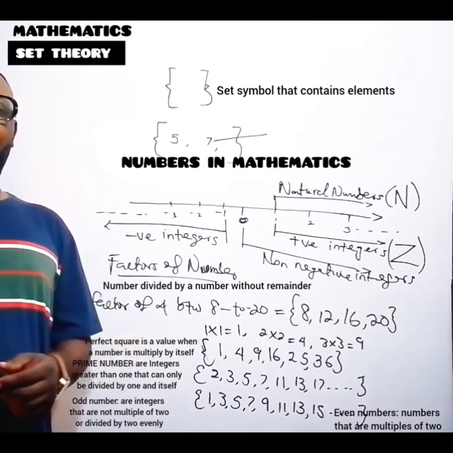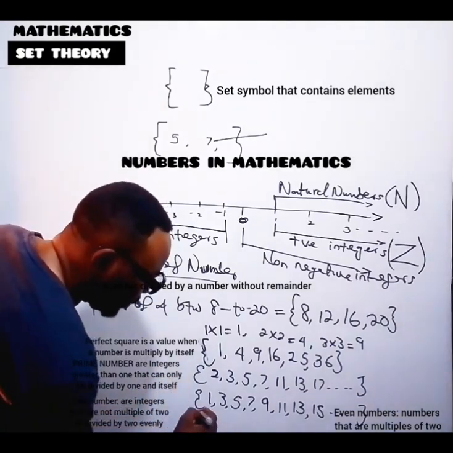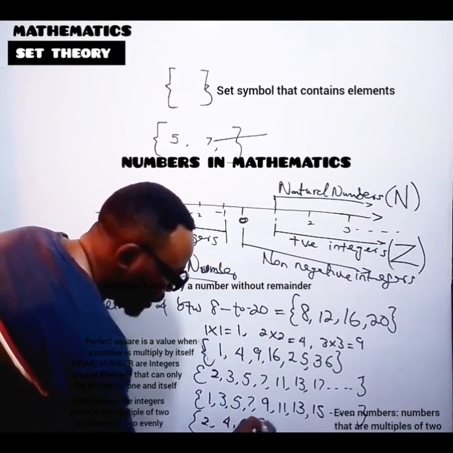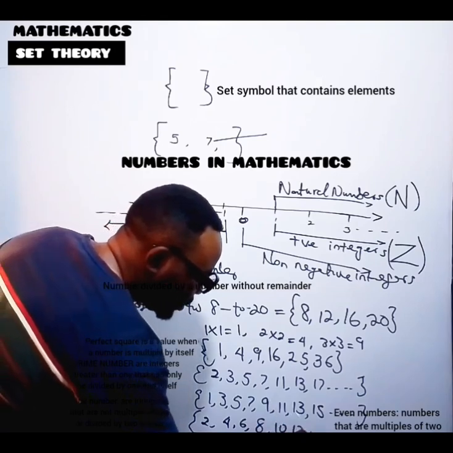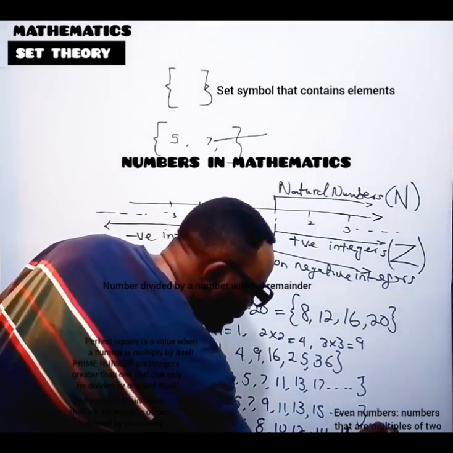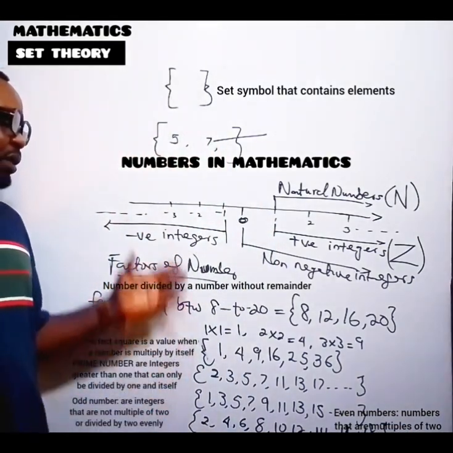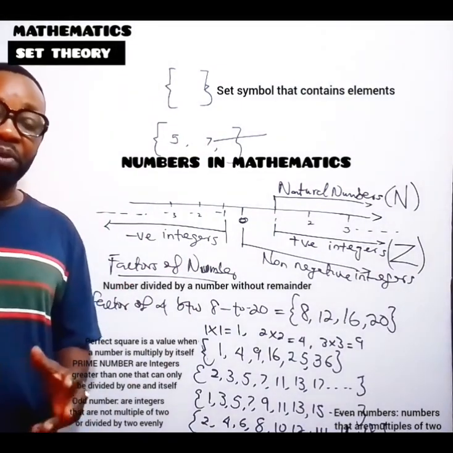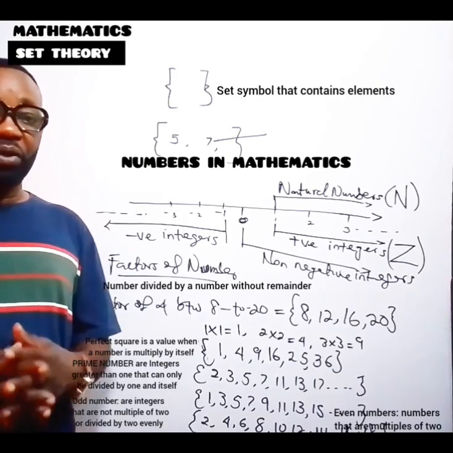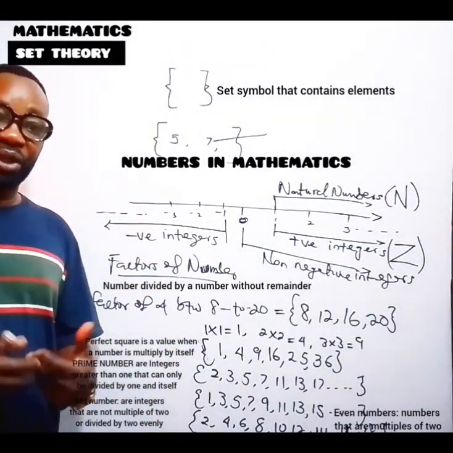Now, even numbers are numbers that are multiples of 2. So, examples of even numbers, we have 2, 4, 6, 8, 10, 12, 14, 16, 18, and so on and so forth. These are the set of numbers that we are going to be making use of as far as this class is concerned. I hope you are going to stay tuned, as we are going to be using this set of information to solve some problems as regards set theory.